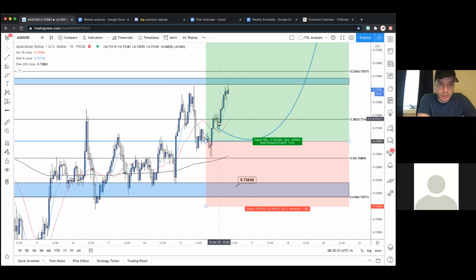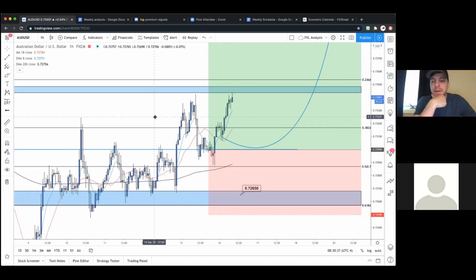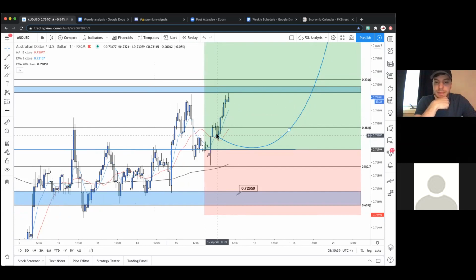So I closed it at 1 o'clock. I didn't feel like managing it anymore. I wanted to keep a close eye on it. So yeah, we actually exited here and it continued up, obviously, but it's part of trading.